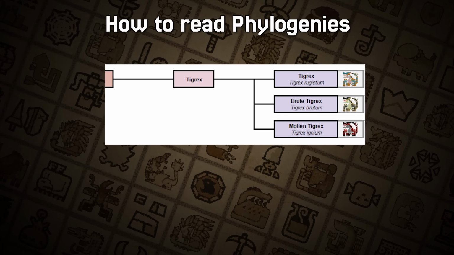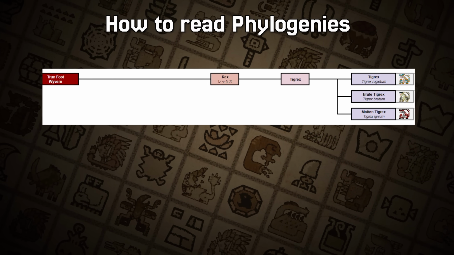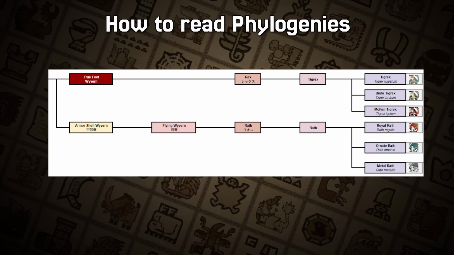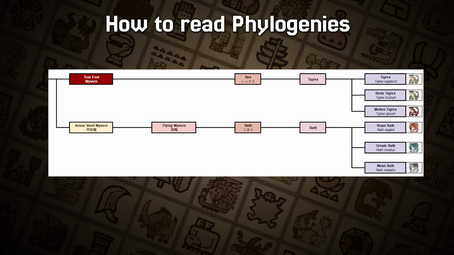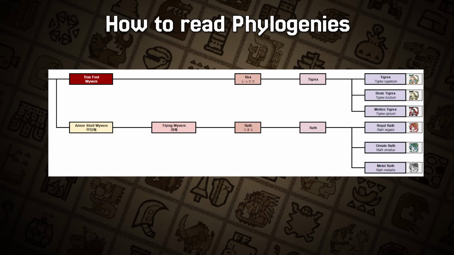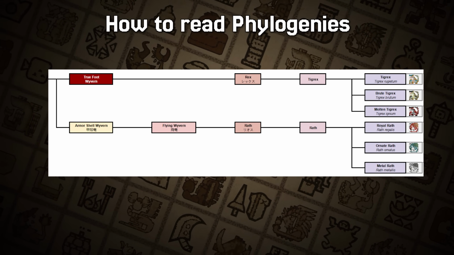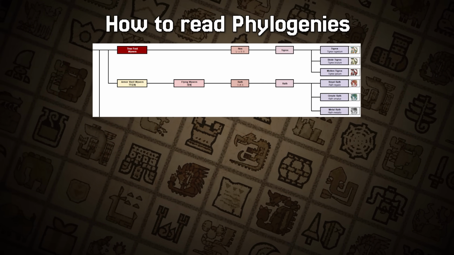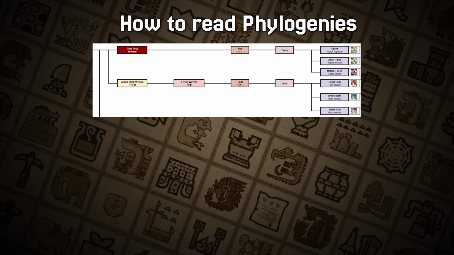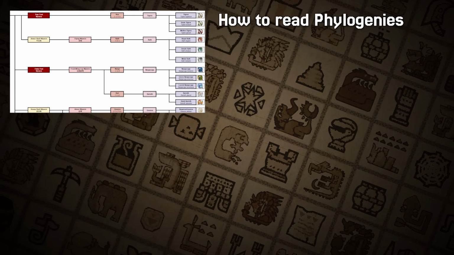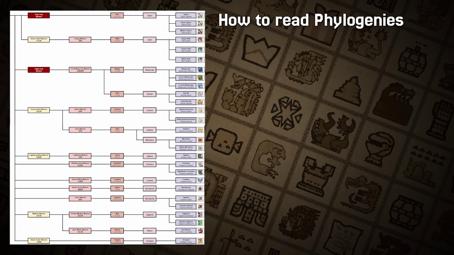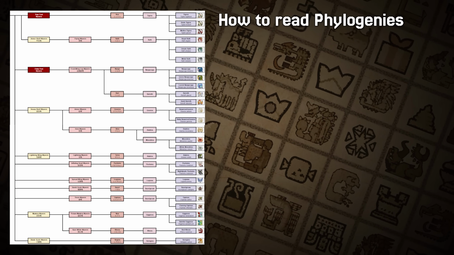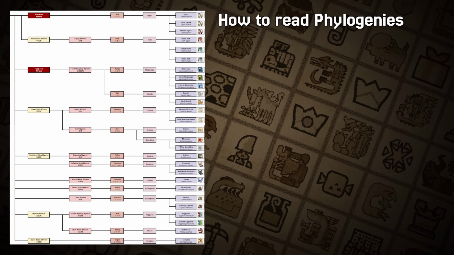We continue traveling left until we hit the next node, which connects us to the Raths. This means that the Raths are the Tigrex's closest relatives besides its own subspecies. A little further left, we hit the next node, which connects us to, well, nearly all flying wyvern. This means that the Tigrex is more closely related to the Raths than it is to all other flying wyvern.